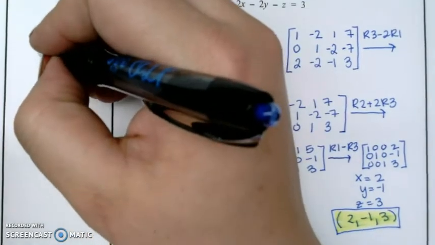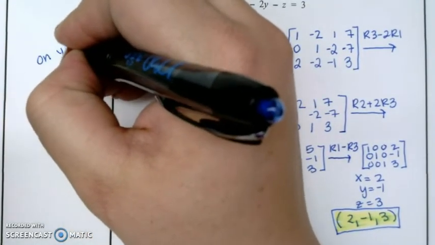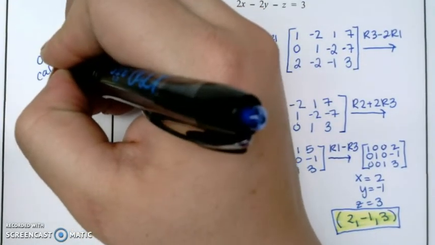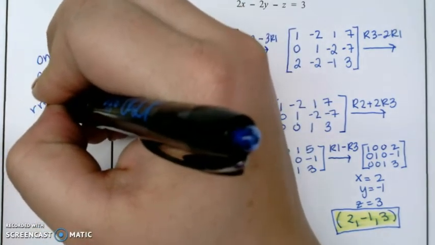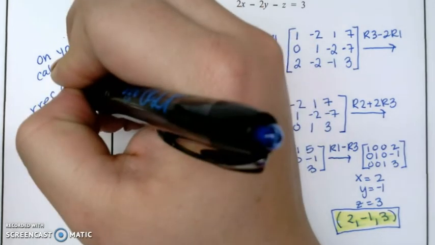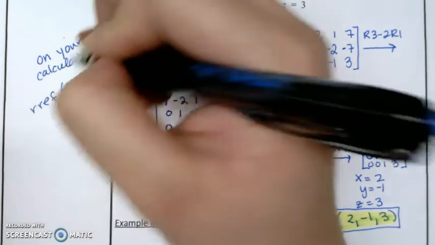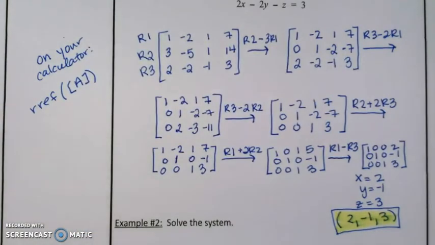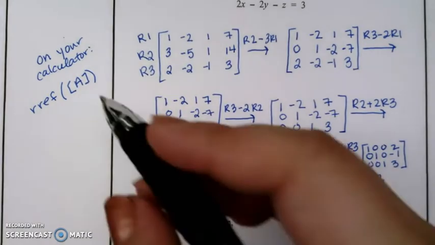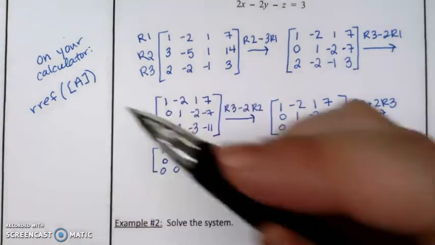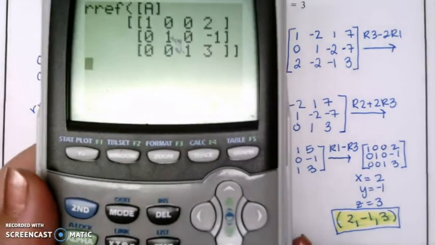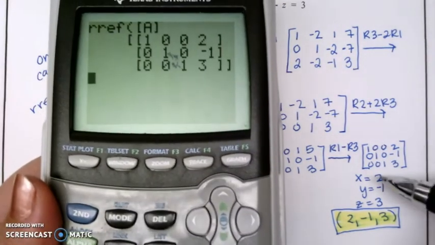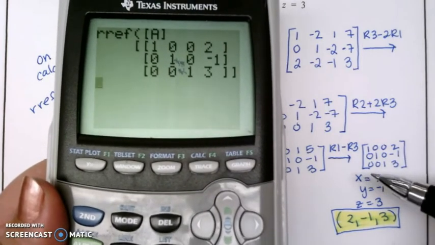So on your calculator, you want to use rref of your matrix. And I'm just going to label it as matrix A. It could be matrix B or matrix C, but in our example, I use matrix A. Okay, and you interpret this matrix the same way as you interpret the reduced row echelon matrix.